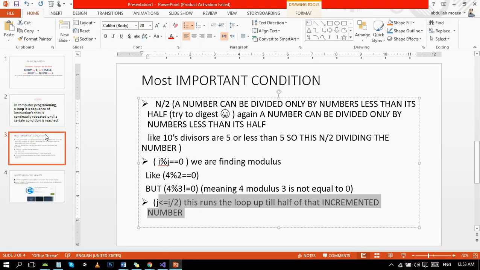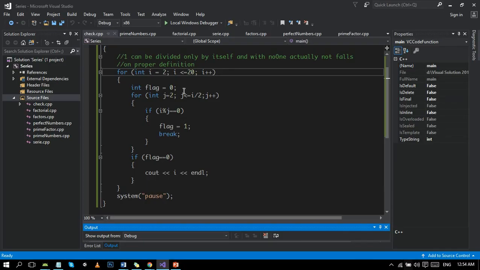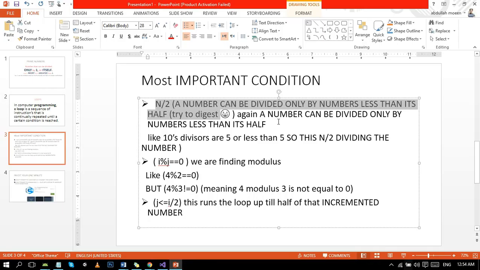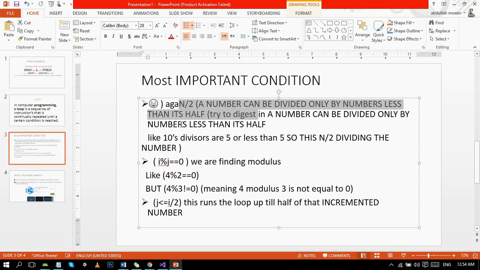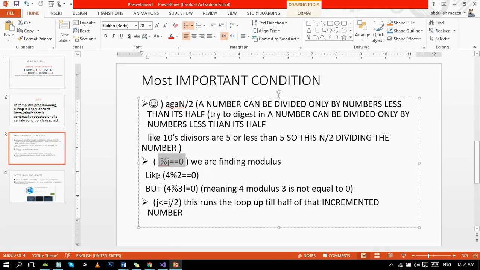Okay, let me get to these slides. First of all, n over 2, this n, I'm talking about this n over 2, actually i over 2. A number can be divided only by numbers less than or equal to its half, like 10's divisors are 5 or less than 5. So in this condition we are finding the modulus, like 4 modulus 2 is equal to 0, but 4 modulus 3 is not equal to 0. Okay, I told you this before, I think.